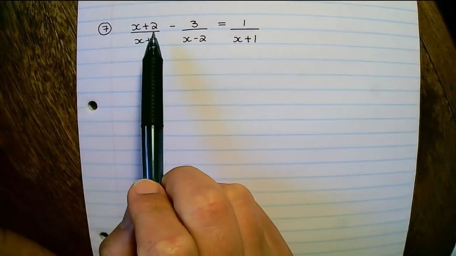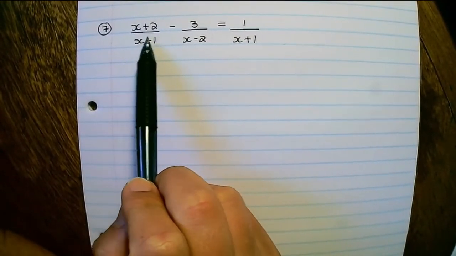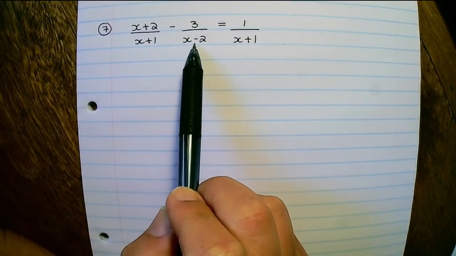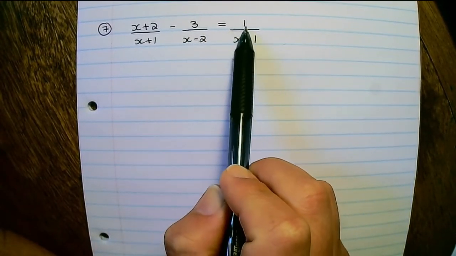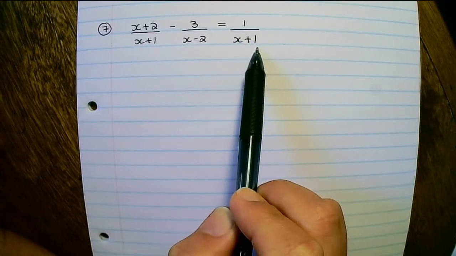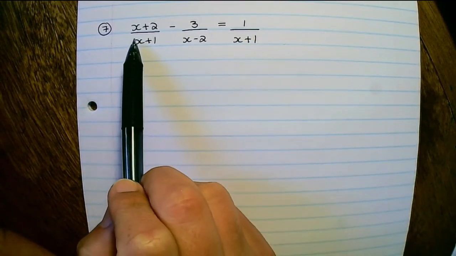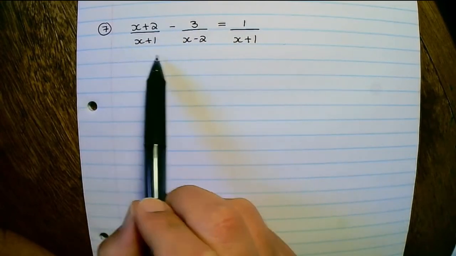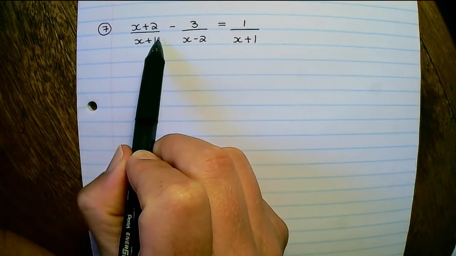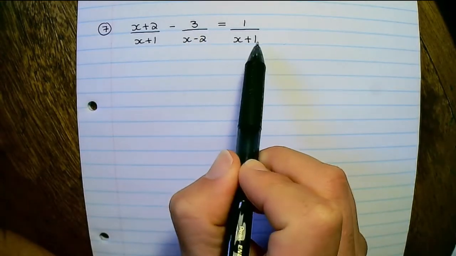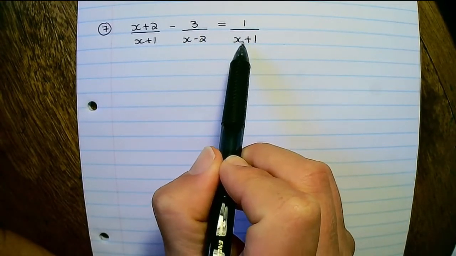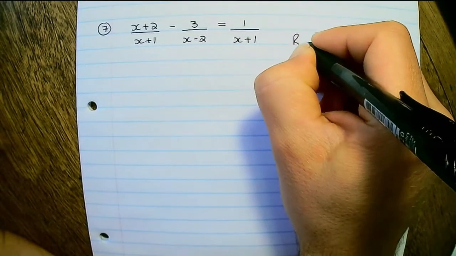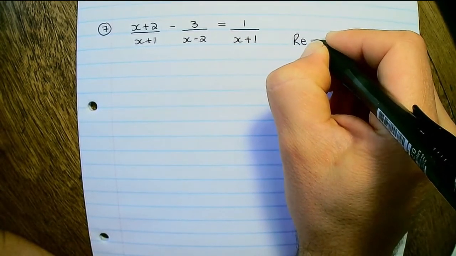In our next example, we have x plus 2 over x plus 1 minus 3 over x minus 2 equals to 1 over x plus 1. Now before we start to solve for x, let us find some restrictions, because you can see we have denominators and these denominators are not allowed to be equal to 0. So there are restrictions on x.